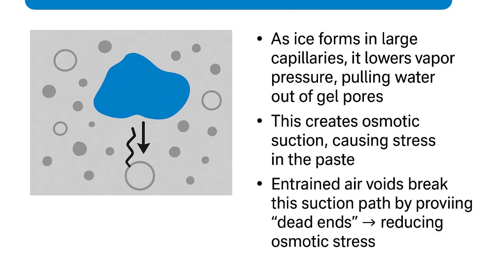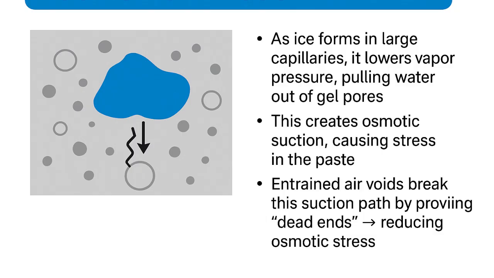There are two types of water escaping, in the capillary pores and the gel pores. When ice forms in the large capillaries, it lowers the water vapor pressure, and when the vapor pressure is lowered, it pulls the water from the gel pores. This creates osmotic suction, causing stress in the paste. Entraining air voids break this suction by providing dead ends, reducing osmotic stress. So not only the freeze-thaw cycle, it also helps to reduce the osmotic pressure.